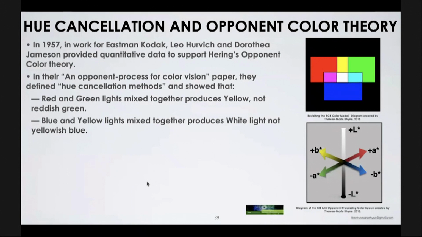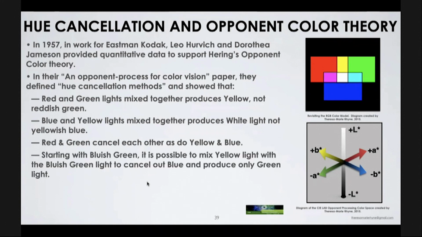Not reddish green. Blue and yellow lights, they make white. Now you might say, huh? I know that's green. Blue and yellow is green. No, no, no, no. Lights, not pigments. So what does that mean? Now think about it. Red and green cancel each other out, as do yellow and blue. So if you start with bluish green and you make some yellow light, you can eventually get to green light.